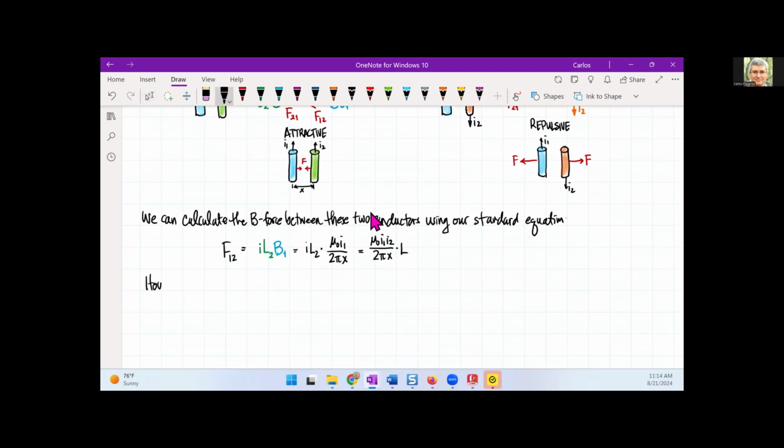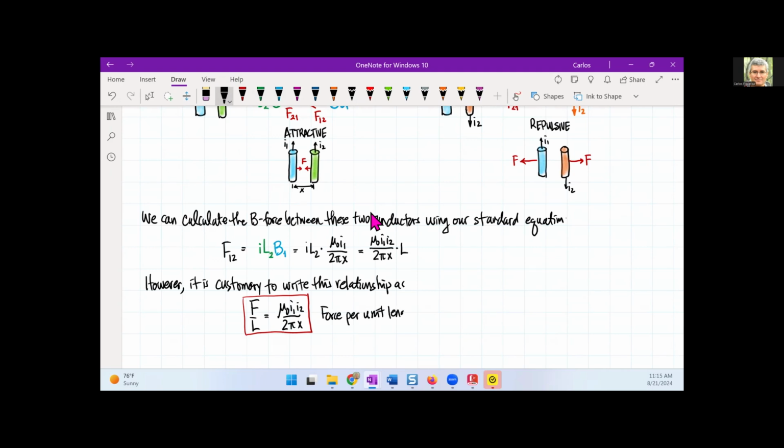I would then say that, however, it is customary to write this relationship as force per length. And from Newton's third law, we could then write this as mu naught I1 I2 divided by 2 pi x. And this right here is the force per unit length. That's our magnetic force right there.